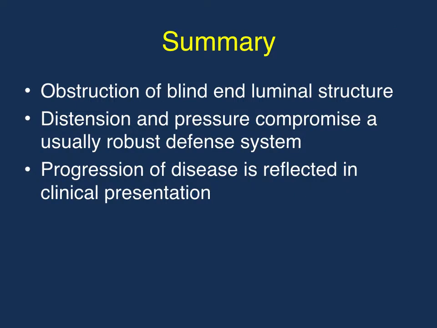In summary, any type of obstruction of a blind lumen will lead to distension, resulting in increased pressure. The increase in pressure causes ischemia, leading to the breakdown of the body's natural wall defense. This allows bacteria to break through, resulting in inflammatory changes. If not treated, the wall may completely perforate, resulting in peritonitis.